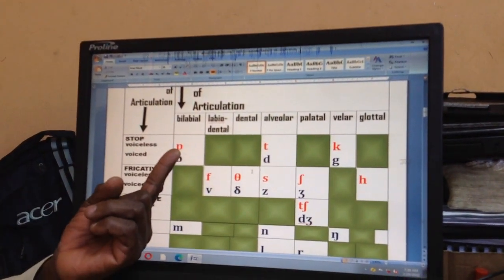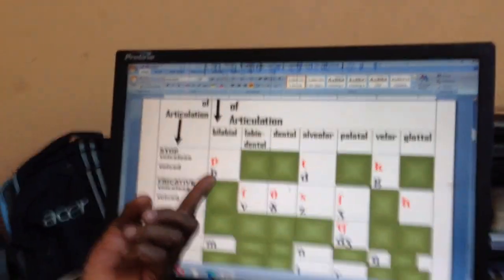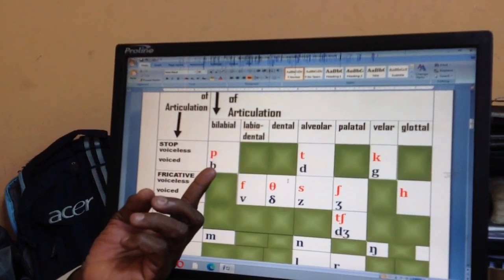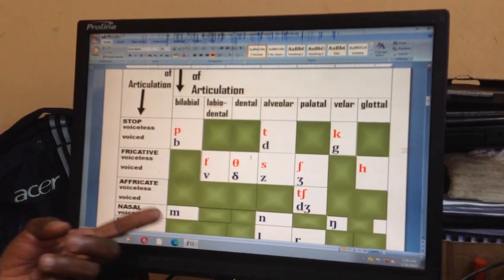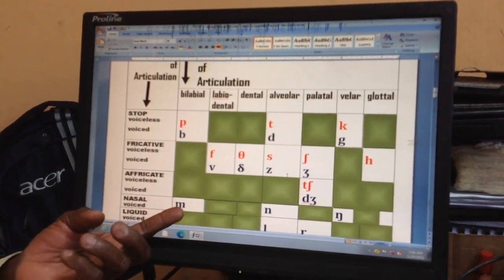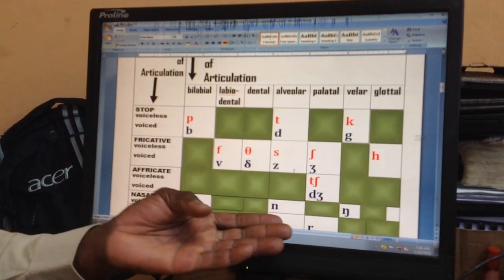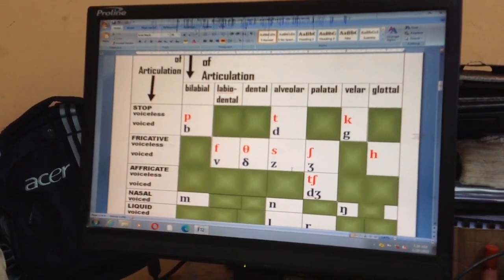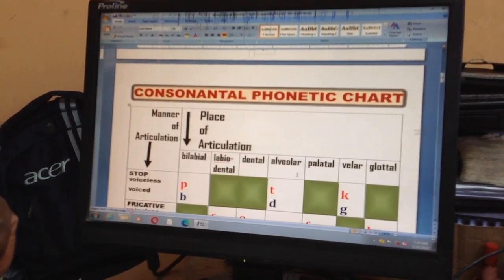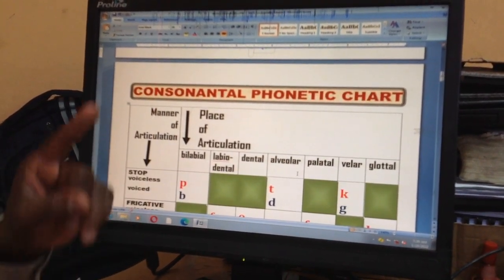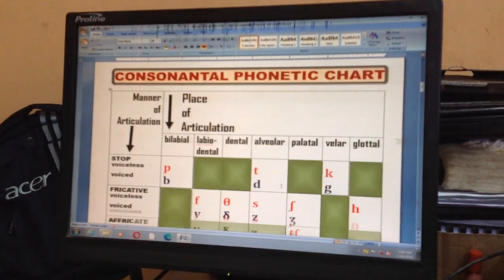This is not P, this is /p/, like you say pipe. This is not B, like we say in the alphabet A, B, C, D. No, this is /b/. This is not M, this is /m/. So all these symbols in red and in dark blue represent sounds. That's why they are called the phonetic chart. They are not the alphabet we use in our prose and poetry.